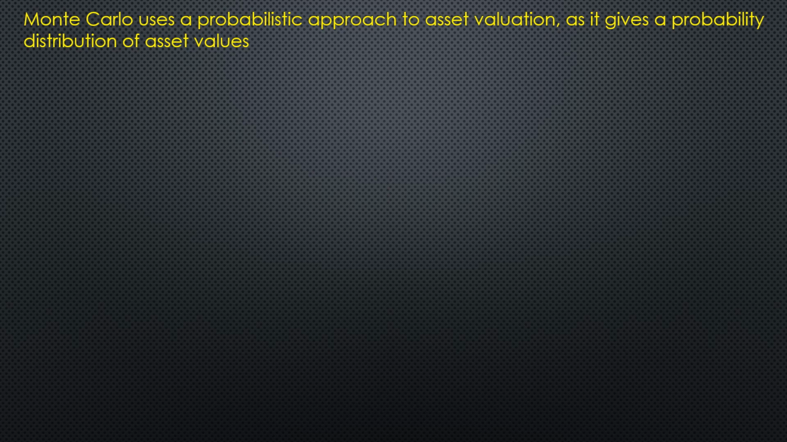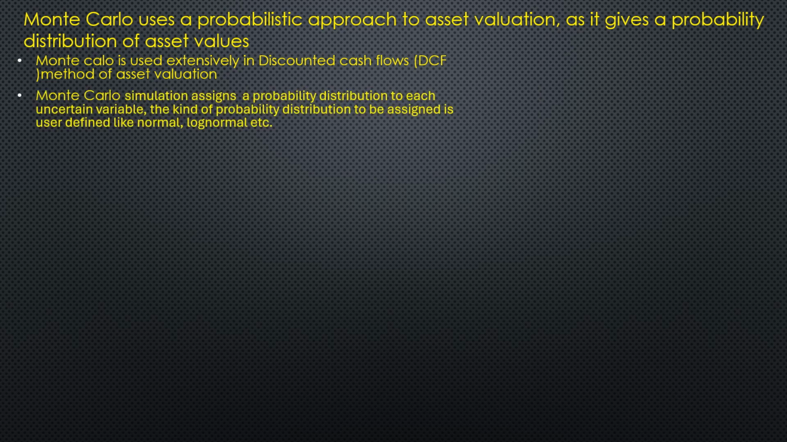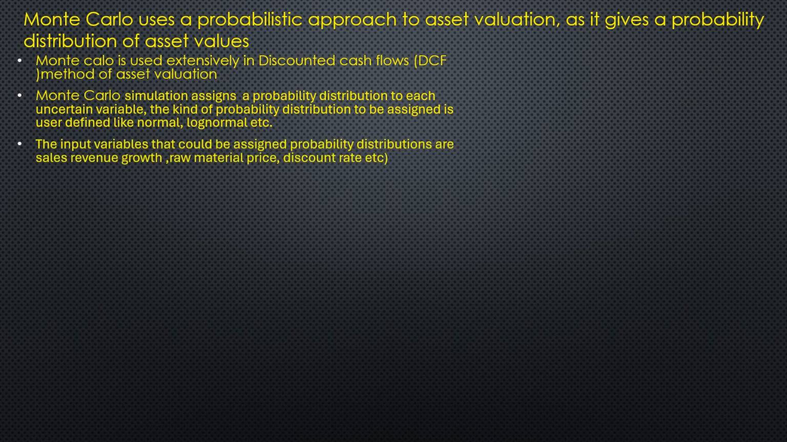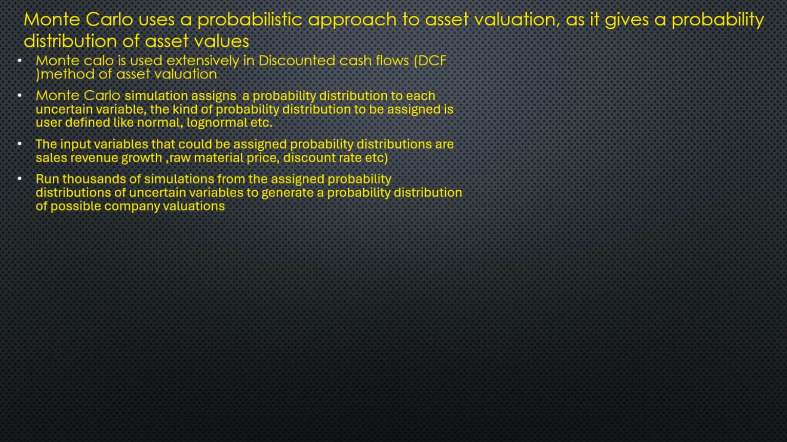Now, Monte Carlo uses a probabilistic approach to asset valuation as it gives a probability distribution of asset values. Monte Carlo is used extensively in the discounted cash flows method of asset valuation. Monte Carlo simulation assigns a probability distribution to each uncertain variable. The kind of probability distribution to be assigned is user defined, like normal, log normal, etc. The input variables that could be assigned probability distributions are sales revenue growth, raw material price, discount rate, etc. Run thousands of simulations from the assigned probability distributions of uncertain variables to generate a probability distribution of possible company valuations.